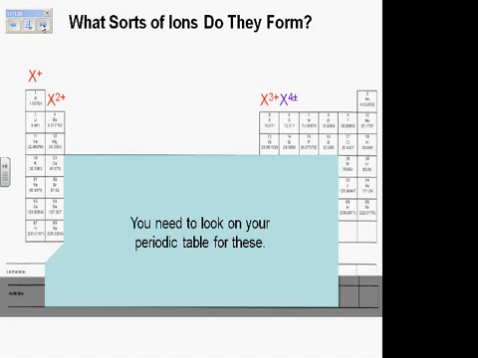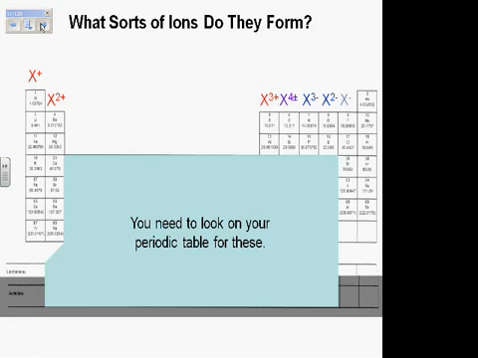Carbon and silicon could either gain 4 or lose 4. It's difficult to say. They don't usually form ions at all. Sometimes they do. We'll deal with them a little bit. Nitrogen and phosphorus form -3 charged ions. Oxygen and sulfur are always -2.